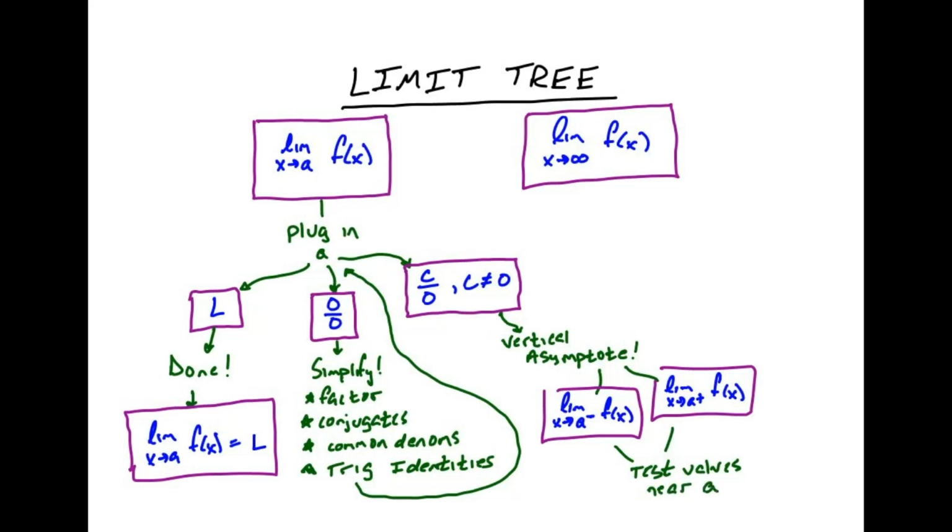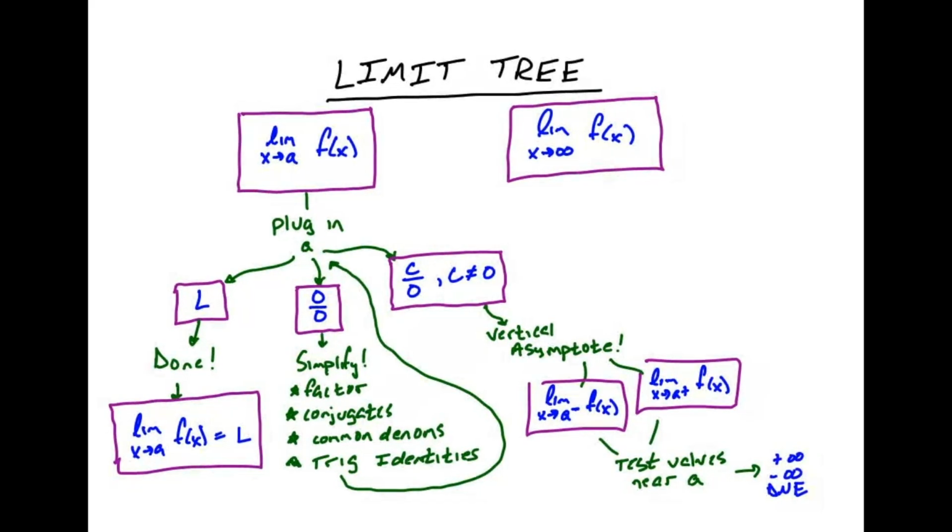Because of this, if we end up getting a negative value from plugging in our test value, we know our answer is going to be negative infinity. If we get a positive value from plugging in our test value, we know our answer is going to be positive infinity. And if we check the overall limit, maybe they don't agree, and our final answer would be does not exist. But these are our only three possibilities for when we get this vertical asymptote situation. Next, let's check out the other branch of this tree.